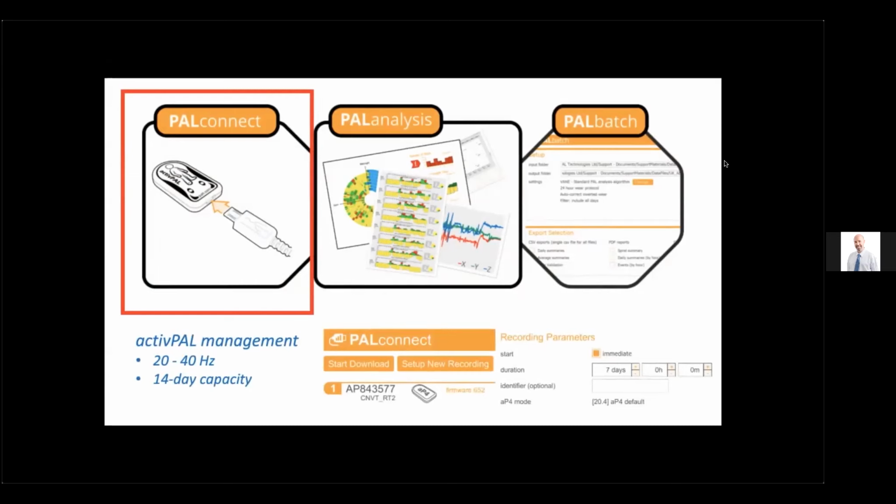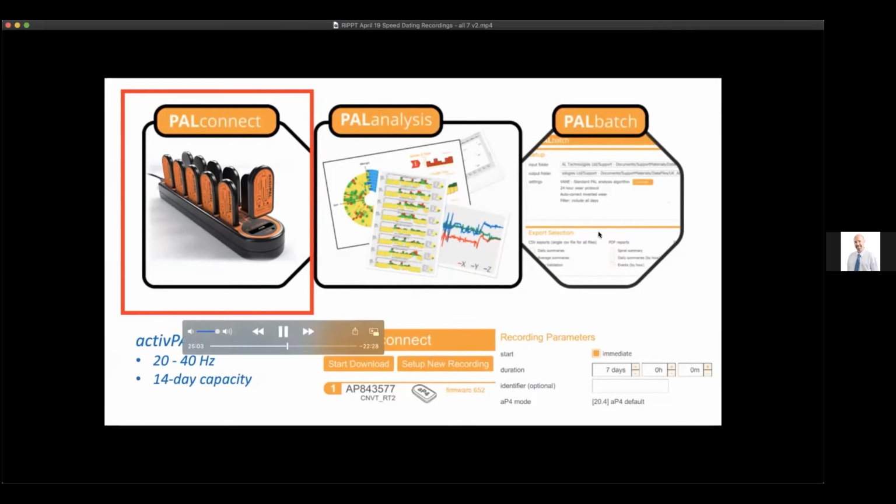You can connect an ActiPAL individually to your host computer or purchase a dock to charge and initialize multiple monitors at once. The ActiPAL frequency of collection is by default 20 Hertz, but that can be increased to 40 Hertz, and the recording capacity is approximately 14 days. You can set it to record immediately or at a fixed future date.